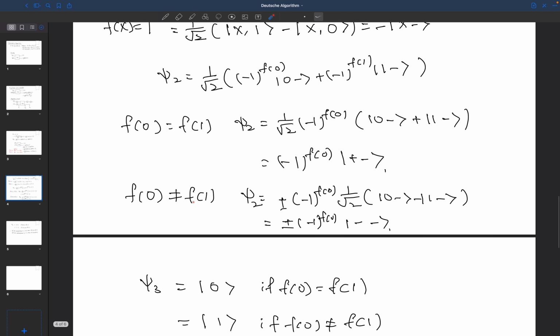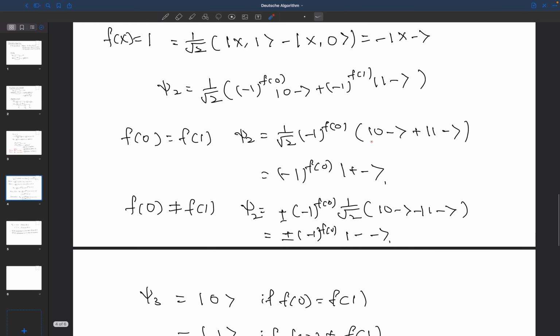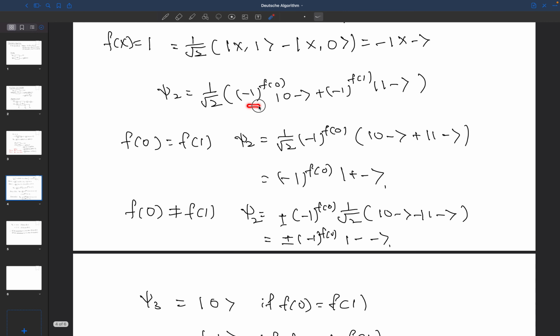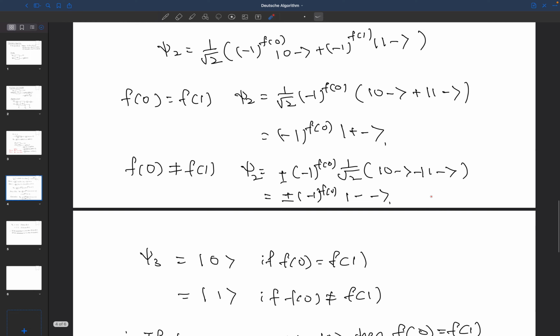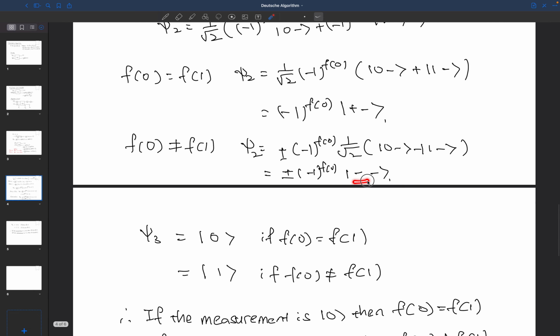When f(0) is not equal to f(1), this is not equal to this, then we end up with a negative sign here or the negative sign here, and then we can bring out this one. We either end up with a plus here or minus here, but we will get 0 minus minus 1 minus, and then we can combine the first qubit into minus minus.